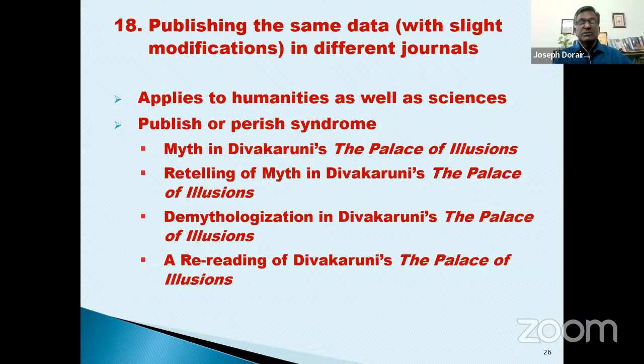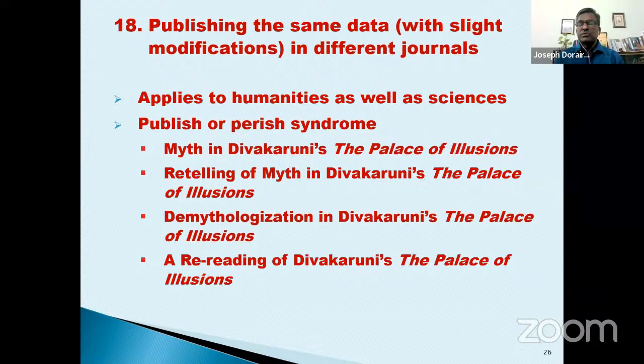Now the 18th one: republishing the same material in different journals. Teachers do it and students also do it. I have written a paper, and I get it published in a journal. Then, modifying, let us say, the first paragraph, the 12th paragraph, the 17th paragraph, I publish almost the same material in a different journal. Of course I have changed the introduction, the conclusion, and the title as well. So students do it and teachers also do it, publishing the same material with some slight modifications in different journals.